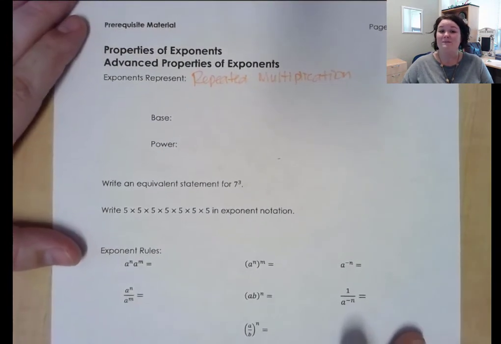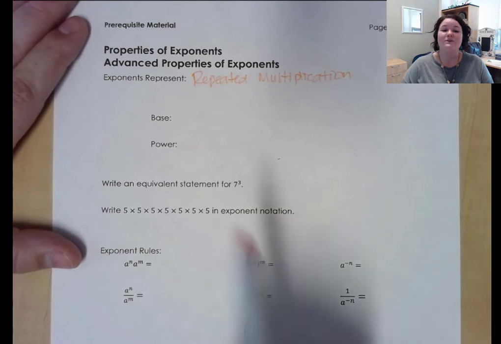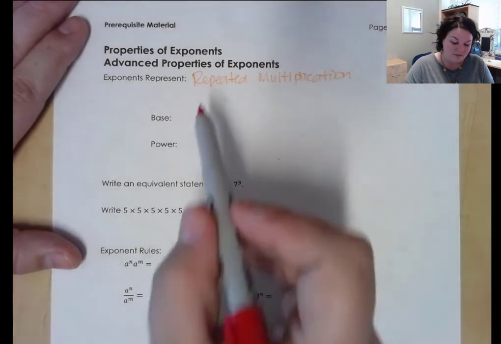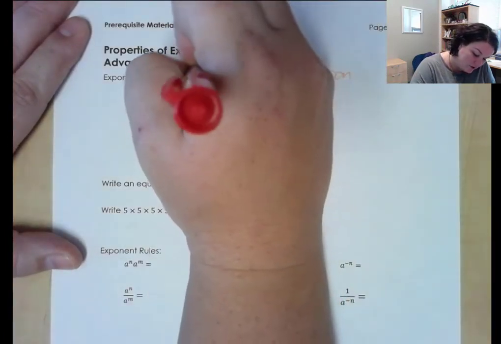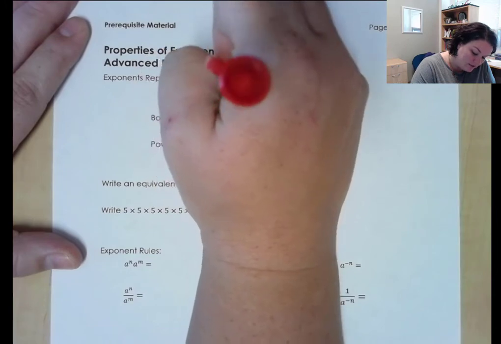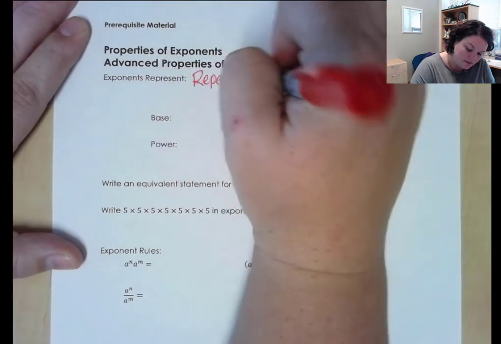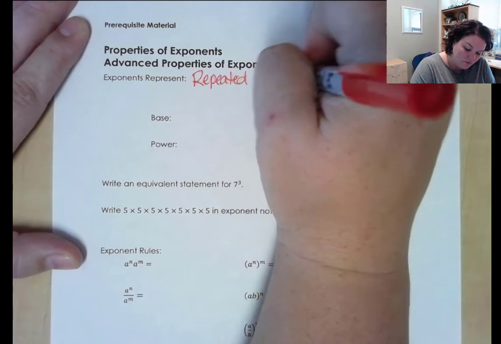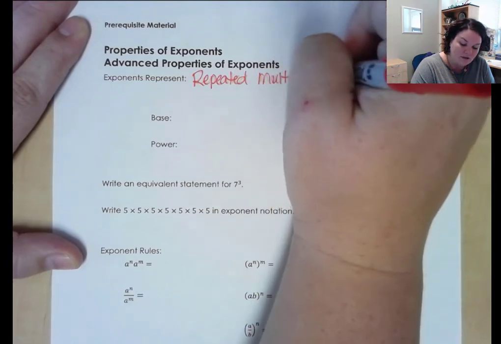First, we need to know what exponents represent. So exponents represent repeated multiplication. And I'm sorry my pen is so light. I got a new pen, and we'll see if it does a better job. Yes, that looks better. Repeated multiplication.